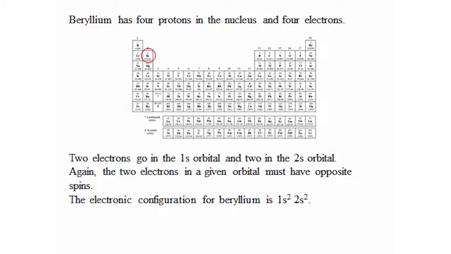Beryllium has 4 protons in the nucleus and 4 electrons. 2 electrons go into the 1s orbital, and the other 2 go into the 2s orbital. Again, the 2 electrons in a given orbital must have opposite spins, one up and one down. The electronic configuration for beryllium is 1s squared 2s squared. Now remember, it is not a filled shell because you've still got all of the 2p orbitals in that second shell, so that's why it's sitting next to lithium.